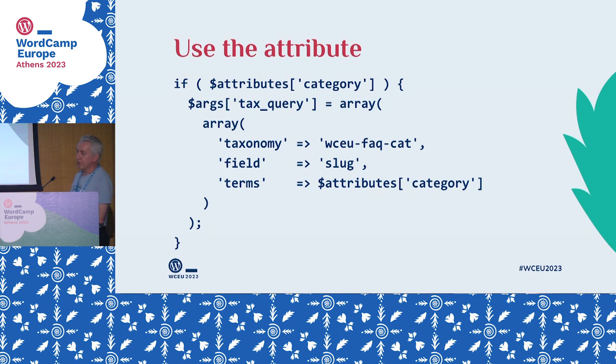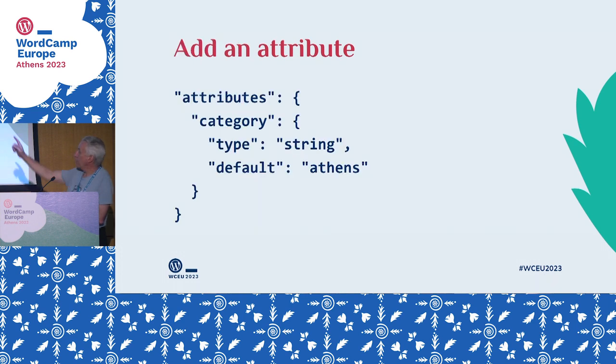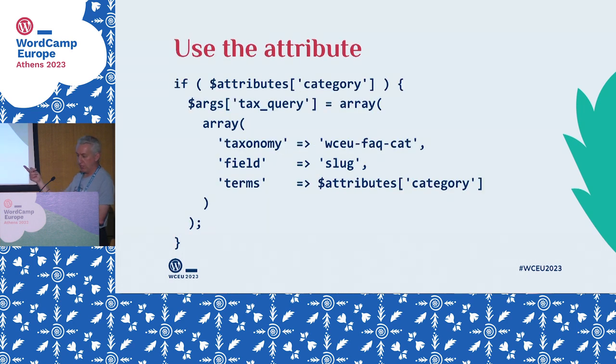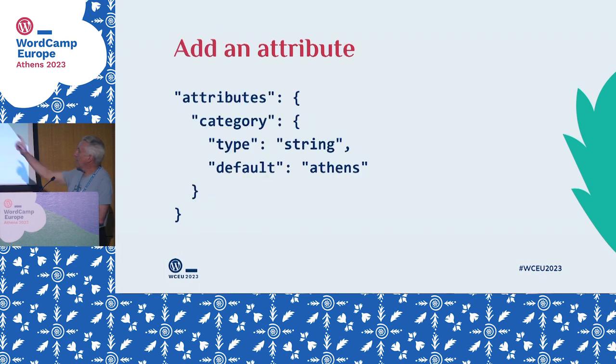You should see in your front end, because we haven't made any changes to the editor yet, it's exactly the same, because the default category that we've used in block.json for the attribute is the same as we had hard-coded earlier. So what you can now do is go into block.json and change your default to something else. The other category, if you imported the XML file, is Vienna.